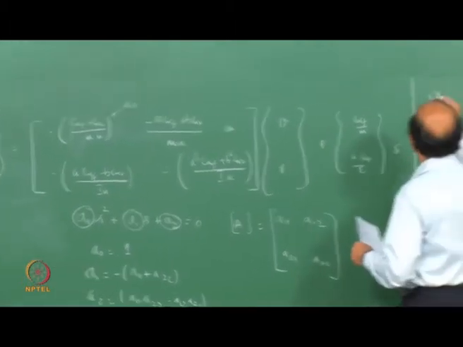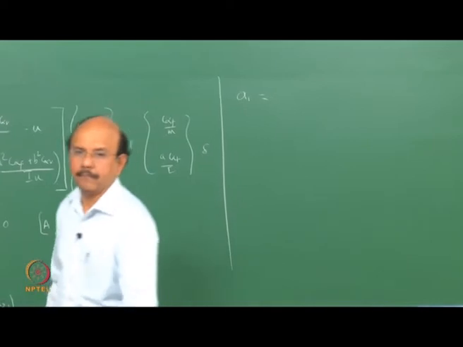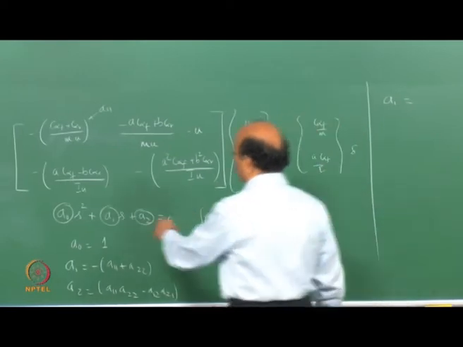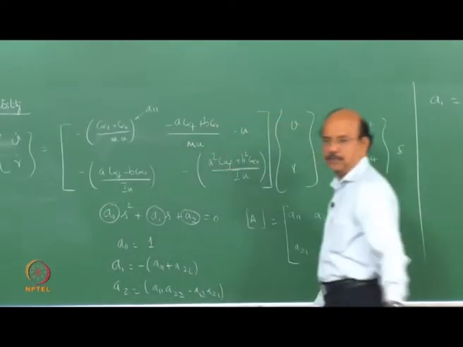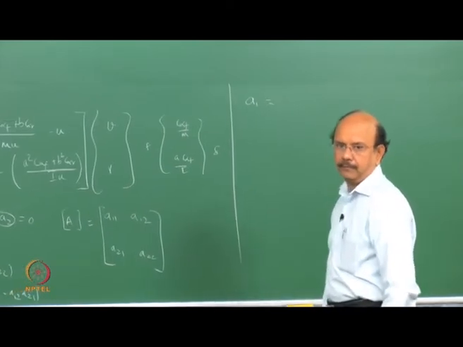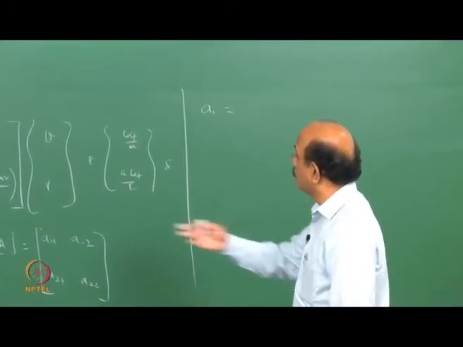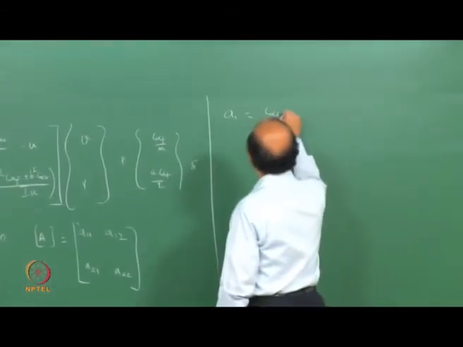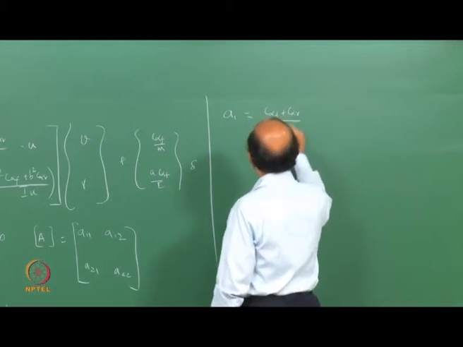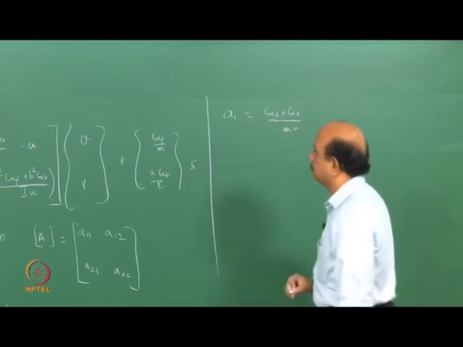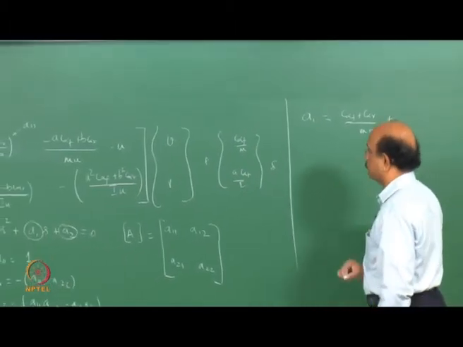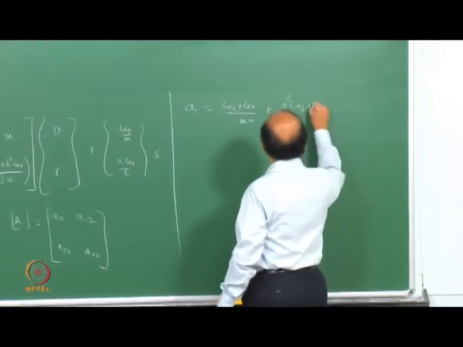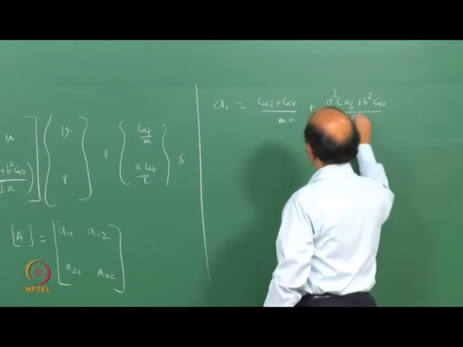So let me now write down A1. This is how I've normalized this, that A0 is equal to 1, and this is the equation. You can go back and look at that. So A1 is equal to minus of A11 plus A22, that is equal to C alpha F plus C alpha R divided by M U, plus A squared C alpha F plus B squared C alpha R divided by I U.